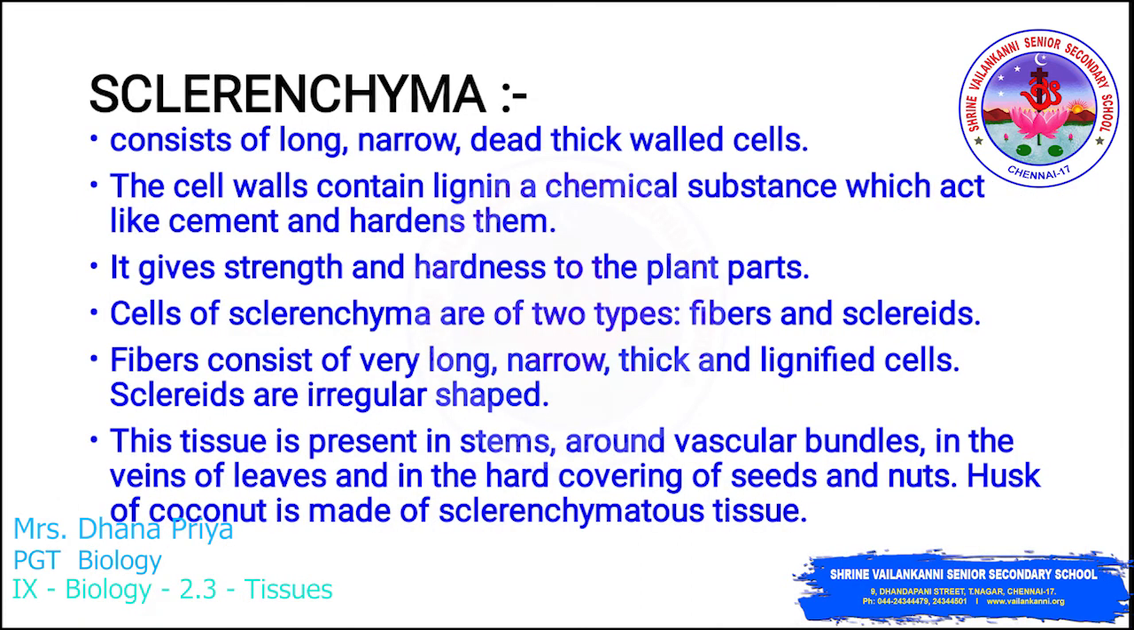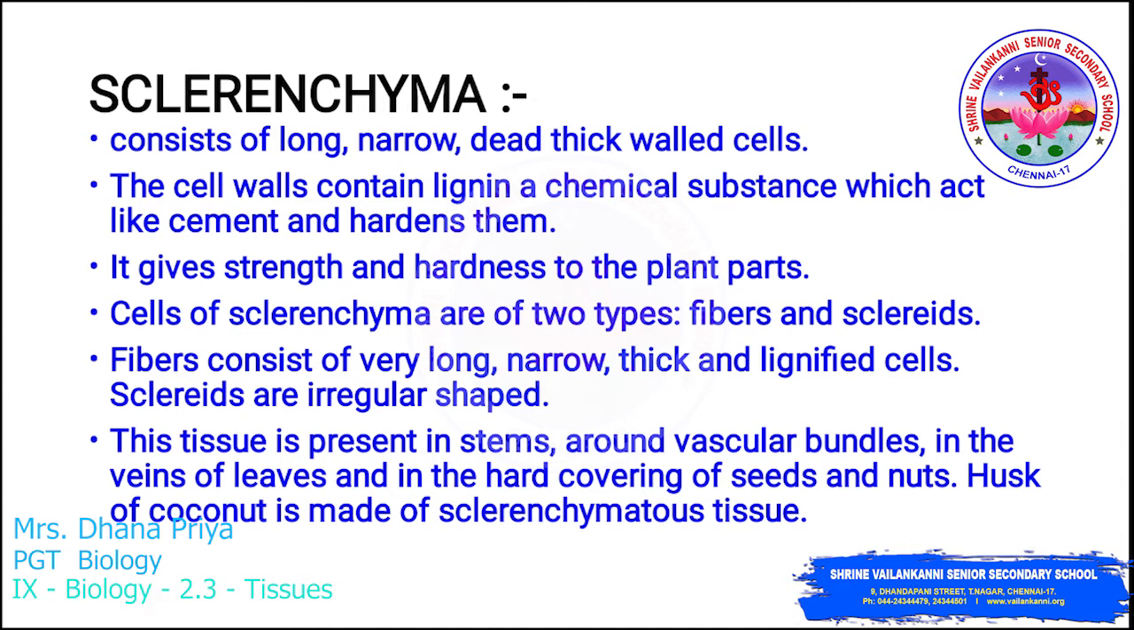It consists of long, narrow, dead, thick-walled cells. Actually, this sclerenchyma acts like a cement and hardens. Why? Because the cell wall contains lignin, which is a chemical substance that can act like a cement and harden them. It gives strength and hardness to the plant part. The example will be the coconut.